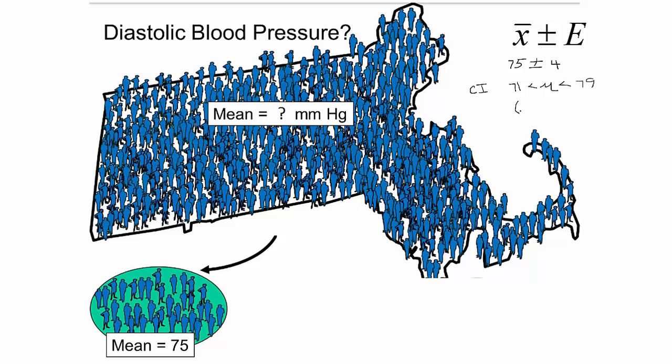Sometimes the confidence intervals are just given in this notation. So we would say that we are 95% confident that the interval from 71 to 79 millimeters of mercury actually contains the true value of the population mean. So instead of just giving a point estimate, we're giving an interval, and we are saying our confidence level that the true mean is in this interval.